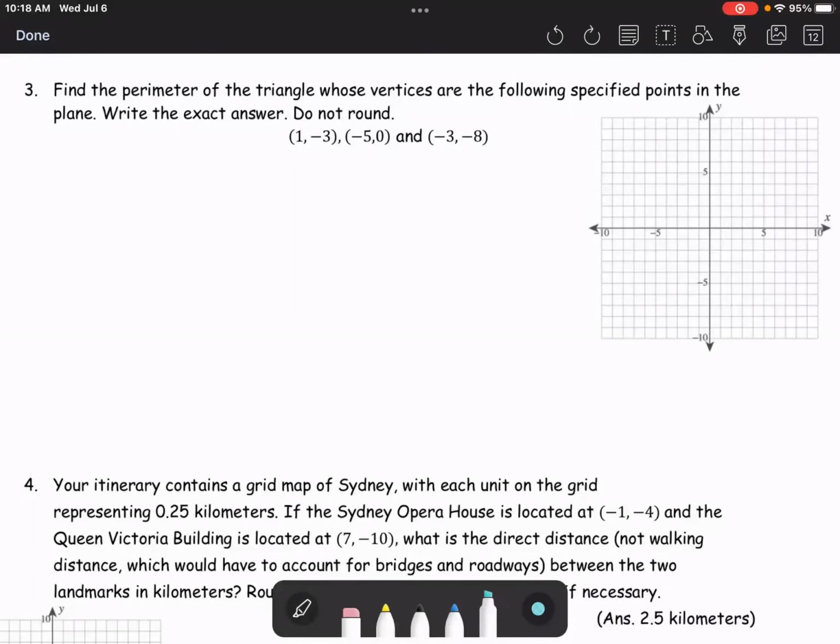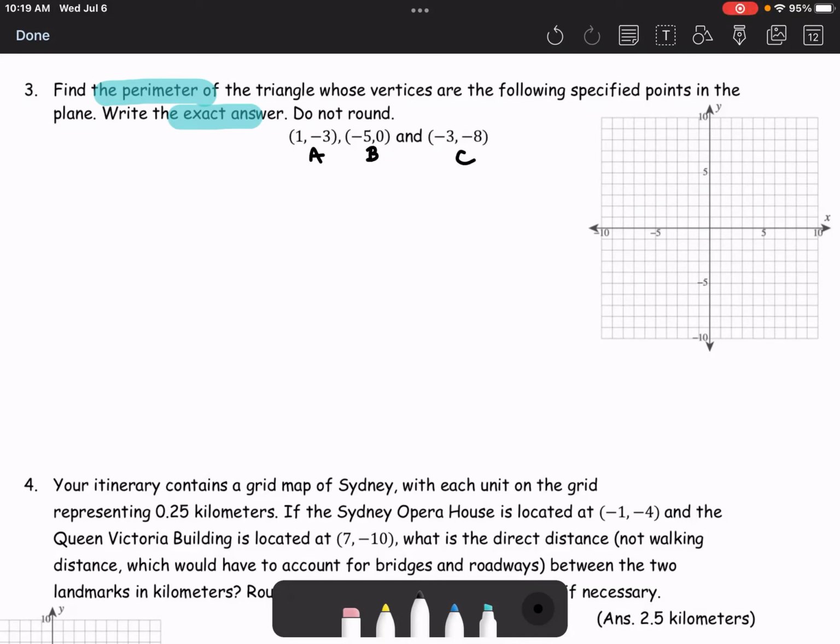In this example, we are going to find the perimeter of the triangle whose vertices are the following specified points in the plane, and write the answer in the exact form, do not round. Let's name these points as point A, point B, and point C.